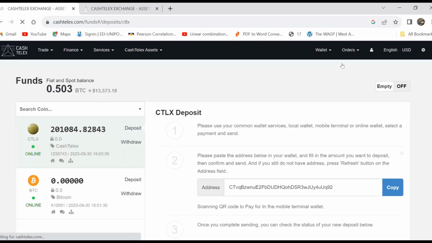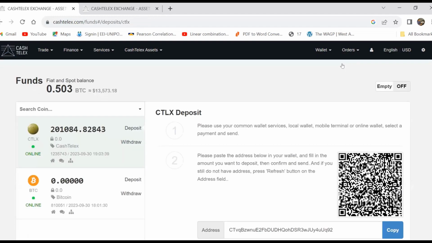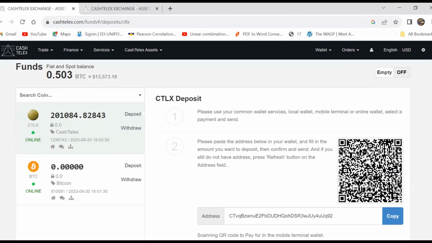So it has taken me to fiat and spot balance. So now we have your funds, fiat and spot balance. So all what I've bought over the years and all that, I have just half of a Bitcoin. So now the equivalent in dollar is 13 point something dollars.